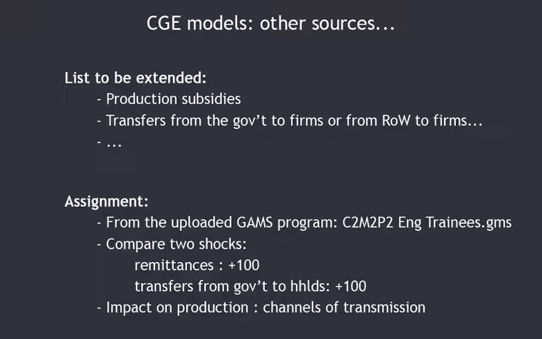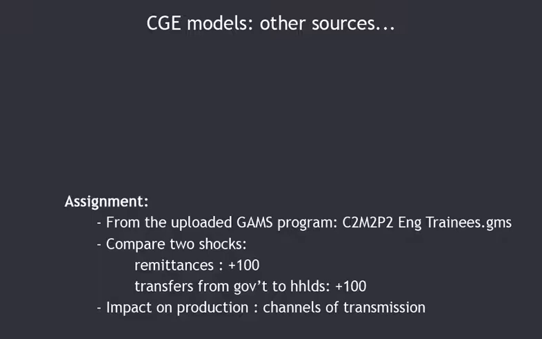I ask you to complete the following assignment from the model accessible on the platform, and of which the name is C2N2P2 engtrainees.gms. I'm asking you to compare two shocks. First, an augmentation by 100 of remittances, and second, an augmentation by 100 of transfers from the government to households.